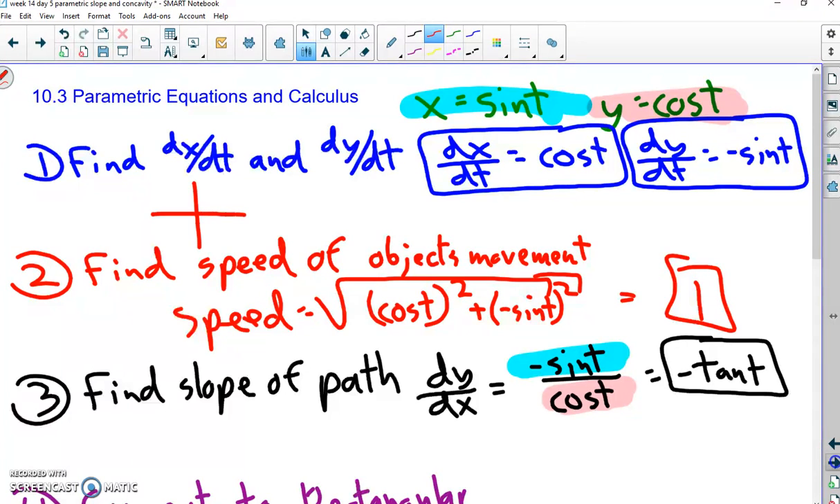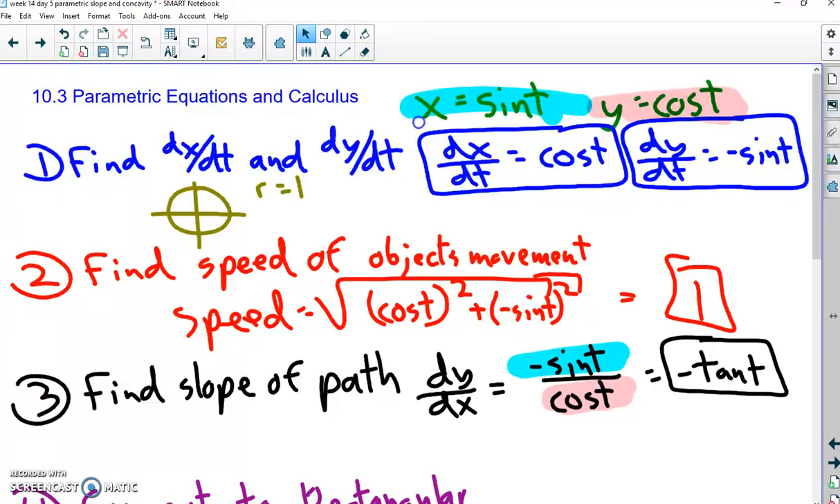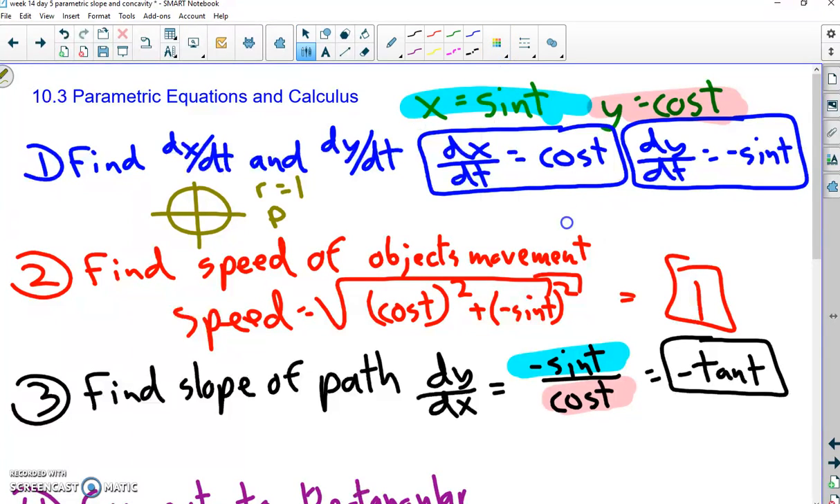You know that this is a circle. You know the radius equals 1. So let me change the color so it pops out more. So you know it is a circle with radius 1. What's the period?